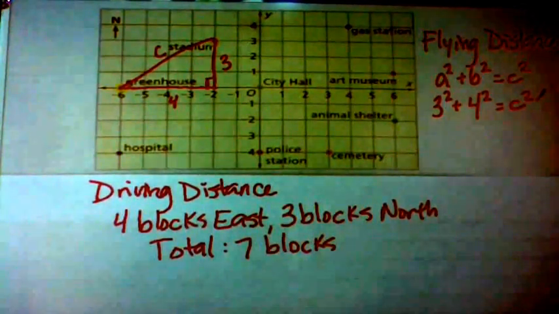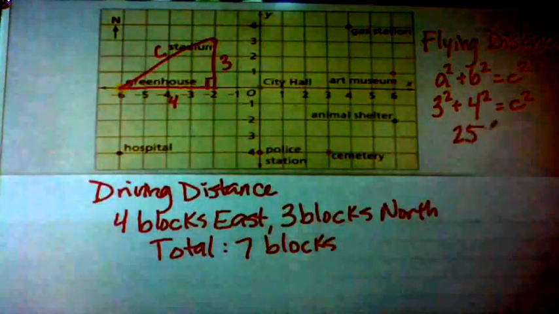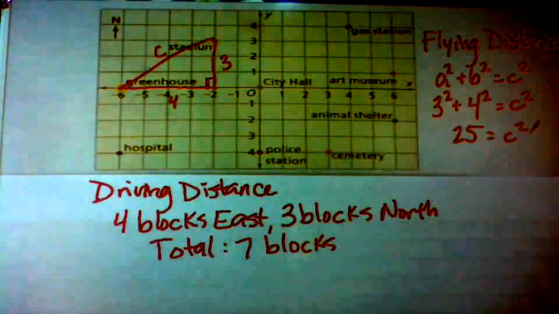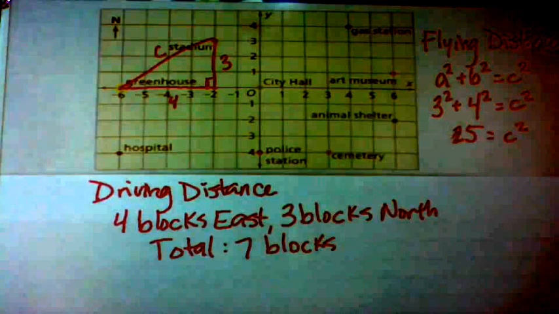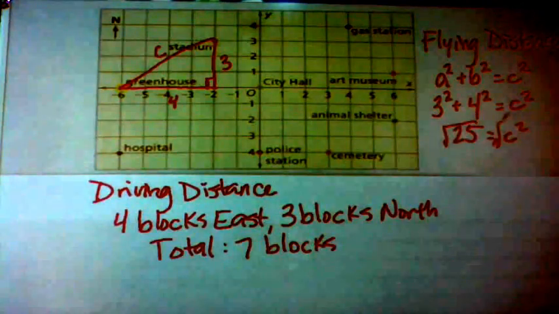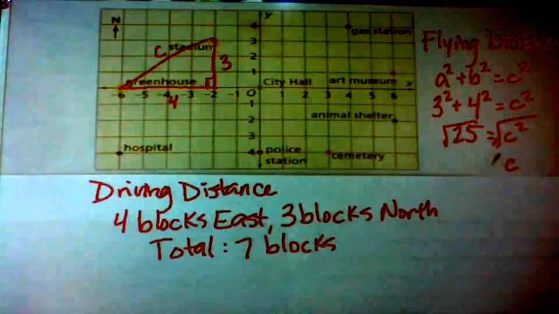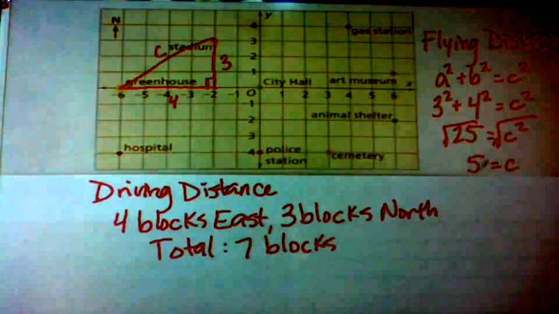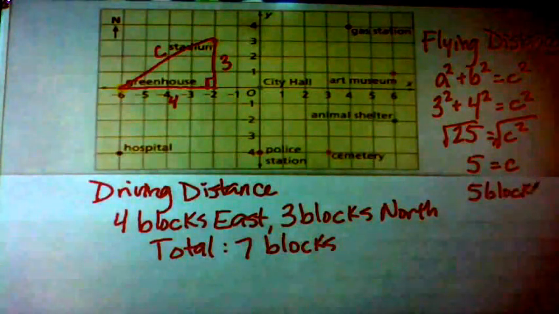Now, if we combine those together, 3 squared plus 4 squared, we get 25. So 25 is c squared. And the last step to isolate c and get c by itself is the opposite of squared, which is to take the square root of both sides. So the square root of c squared just becomes c. And the square root of 25 is 5. So the flying distance is 5 blocks.